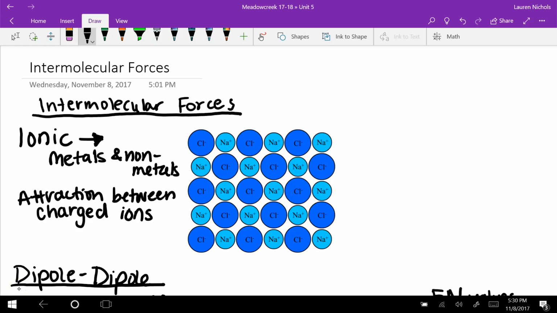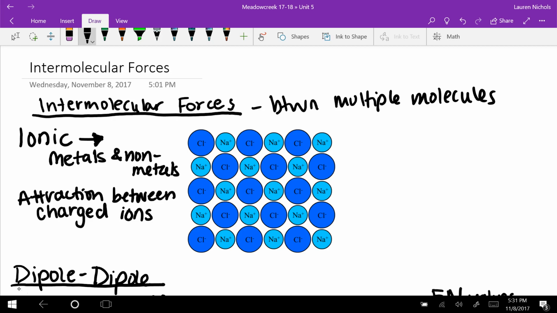Guys, so let's go ahead and talk about intermolecular forces. We've talked about intramolecular forces, ionic and covalent bonds, which are the bonds within a single molecule, but we want to talk about intermolecular forces, or the forces between multiple molecules or formula units and atoms.